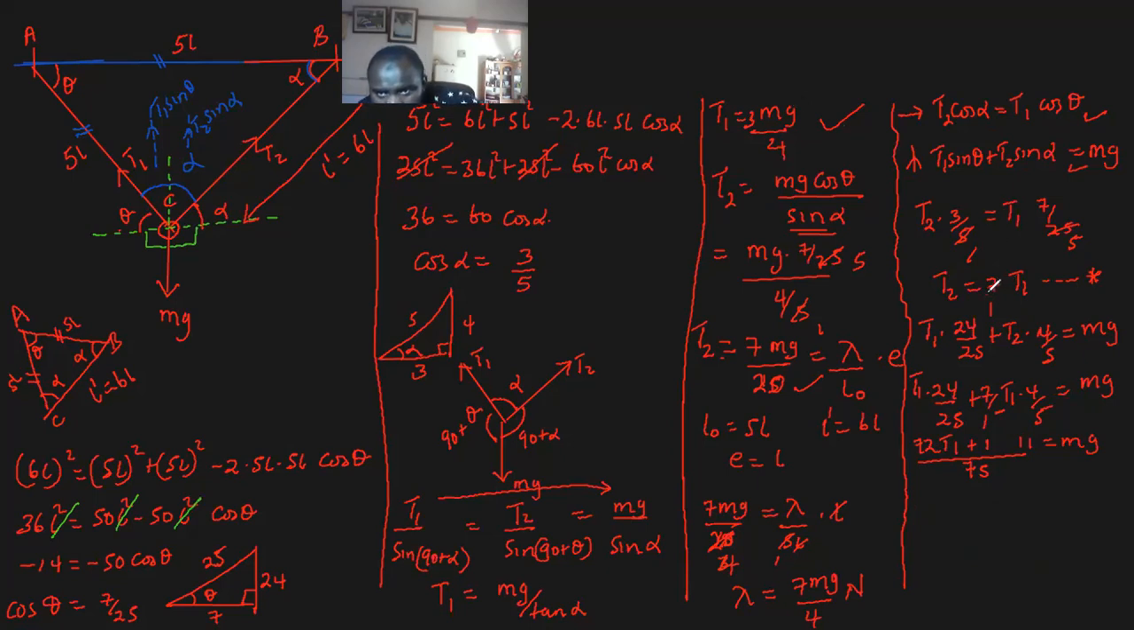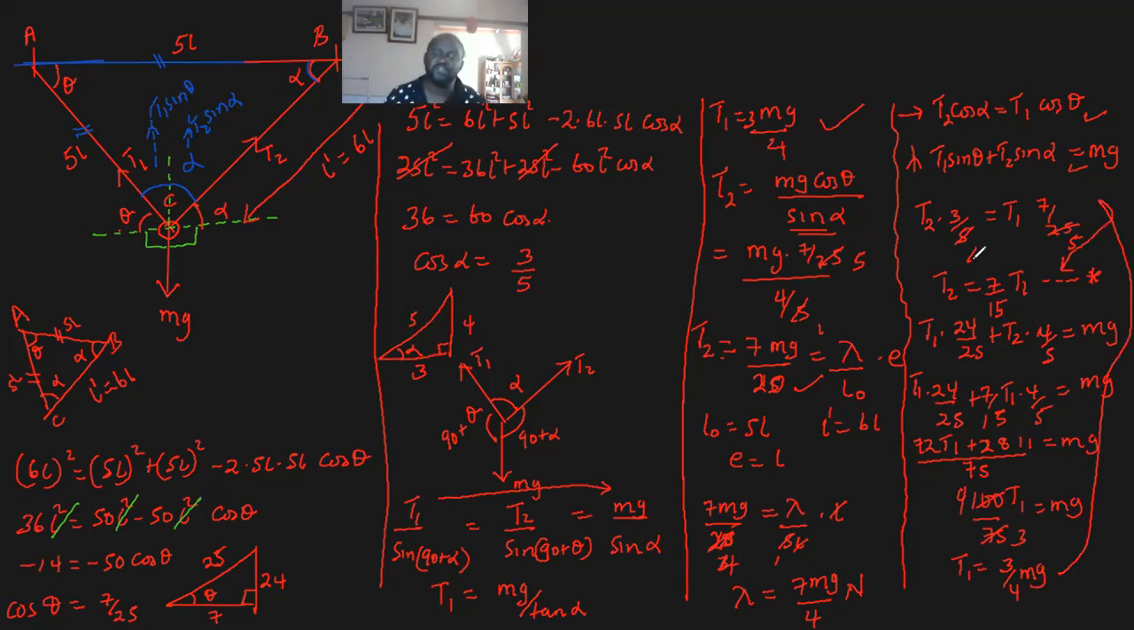So this was over 15. This was over 15. This was 28. This is 100 T1 over 75 is equal to mg. So T1 was equal to 75 here by 25, 3 by 25, 4. Same answer. We have arrived. Then you get this one and take it back here, and you get T2. Hence, the solutions will be the same.